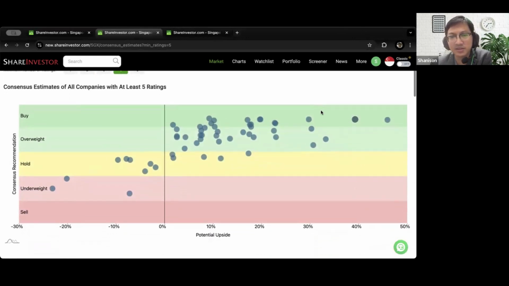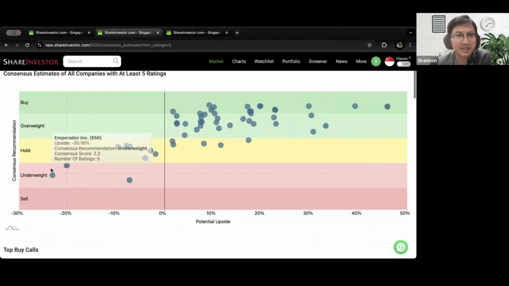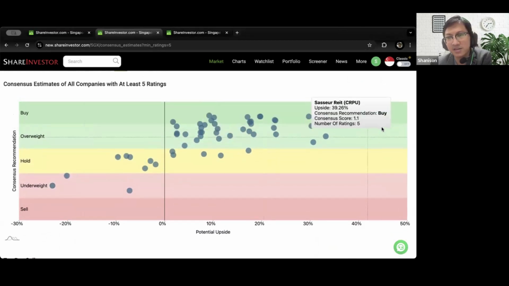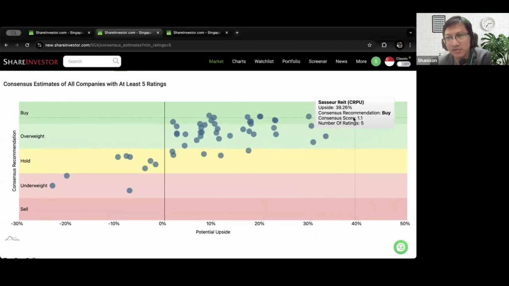For example, on the top right columns over here, remember I shared with you, this is the potential upside, and this is the consensus recommendation on the x-axis and y-axis. On the top right quadrant here, it shows Citron, it also shows UOL, accessories, these are companies. Let's say one example, Citron's potential upside is 45.93, recommendation is buy, and the number of ratings is 9. So this is how you see it.